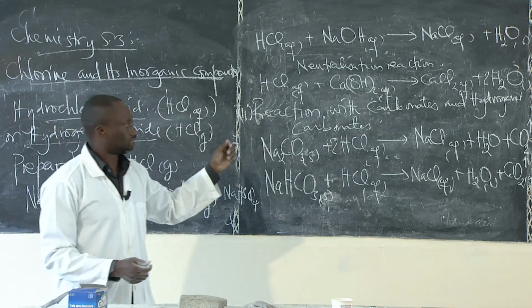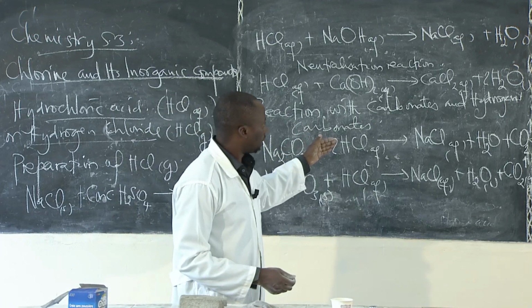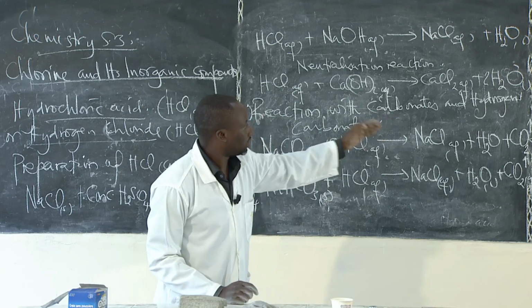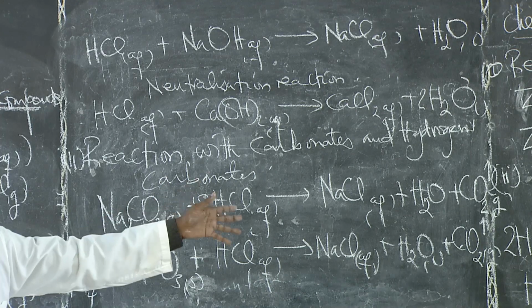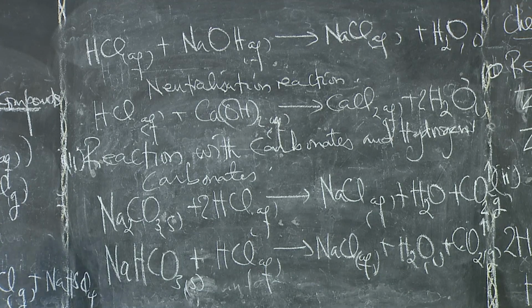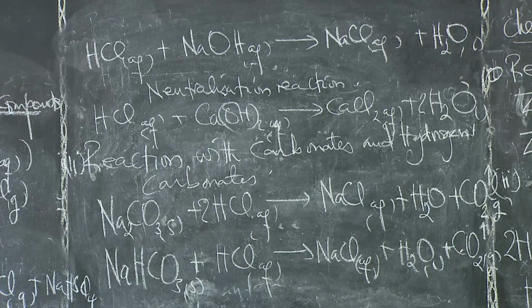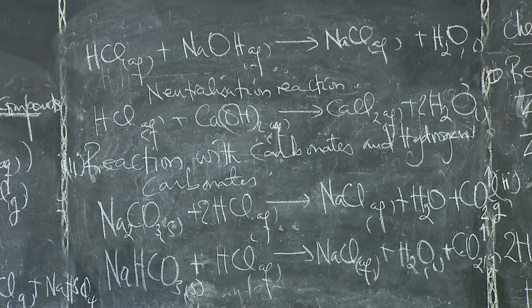So these represent some of the reactions of the acids, with metals, with the oxides and hydroxides, which are basically all bases. And then we have the reaction with carbonates and hydrogen carbonates. So these are some of the reactions that we are supposed to always remember.